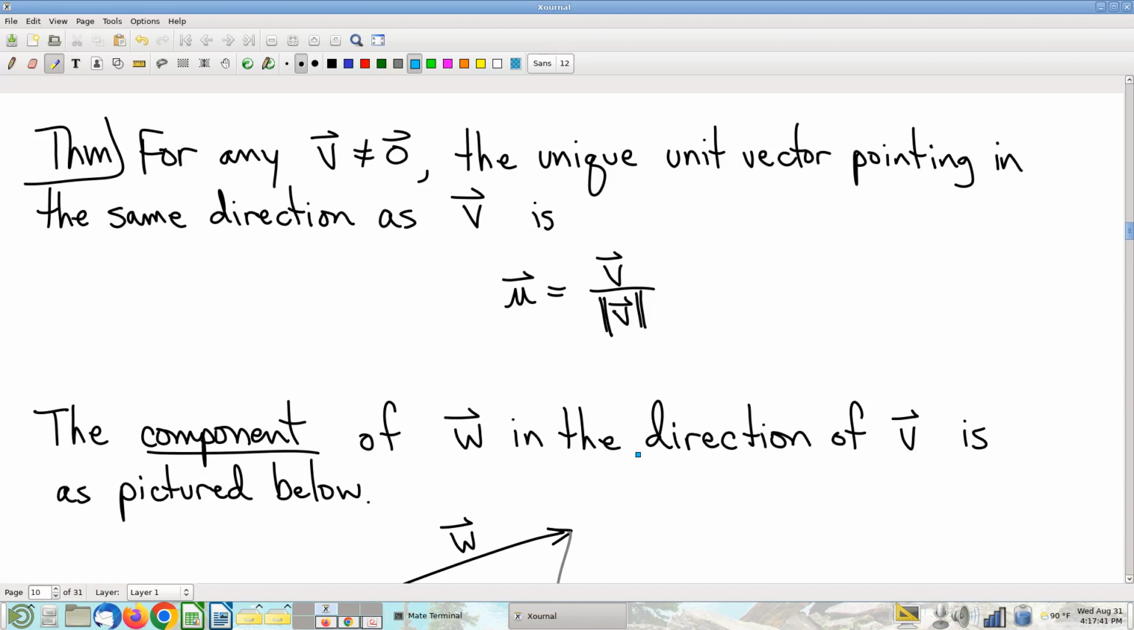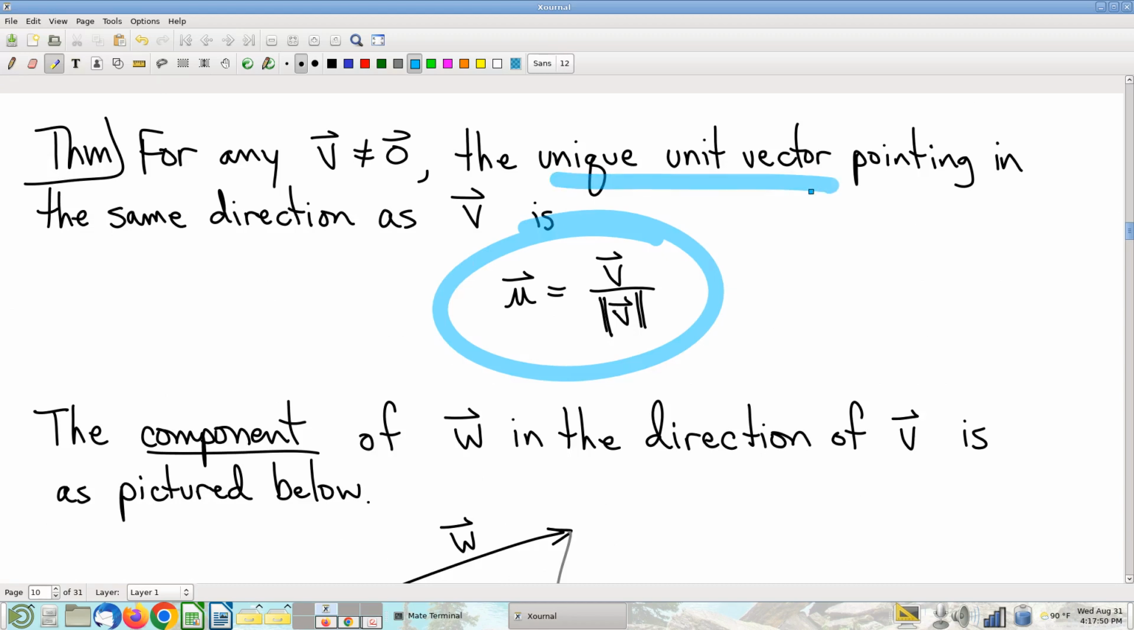Okay, really quick. I know y'all remember this formula for the unit vector pointing in the direction of a given vector. Right, the unique unit vector pointing in a given direction. Just divide a vector by its own magnitude. Standard move.